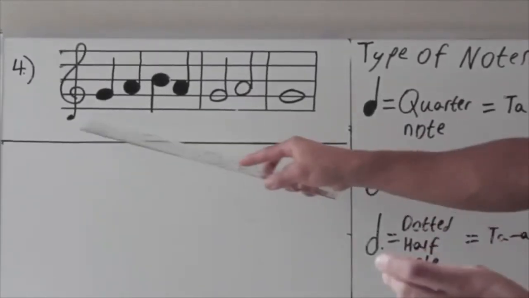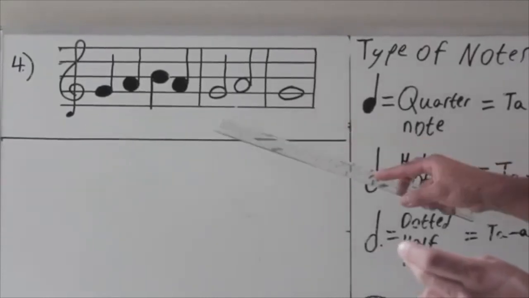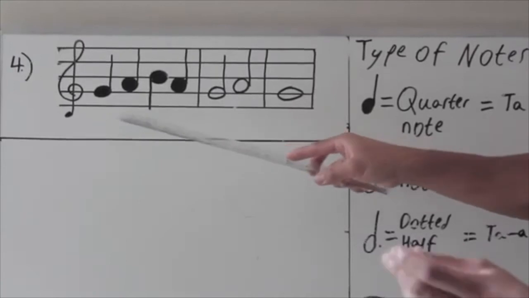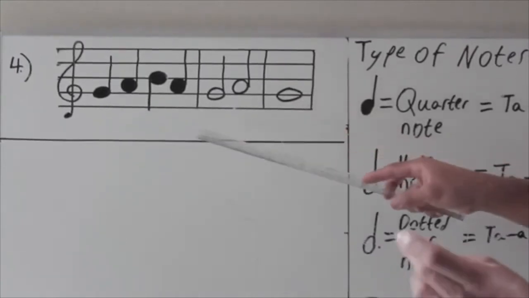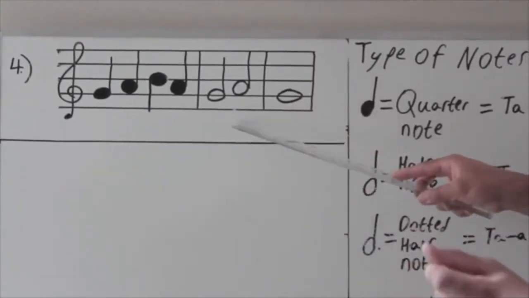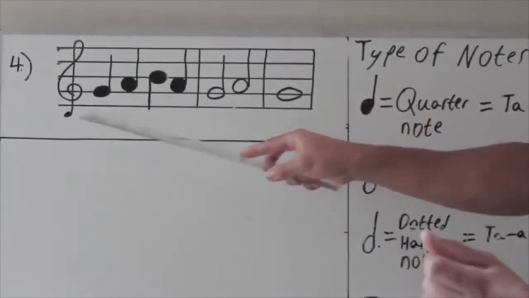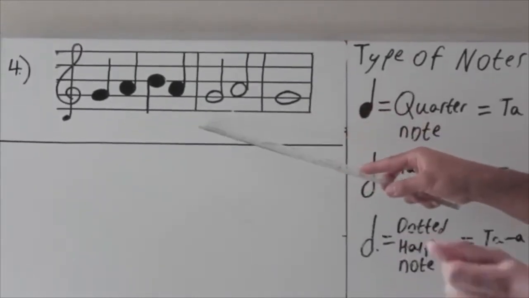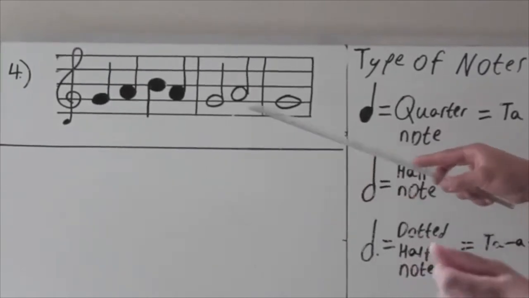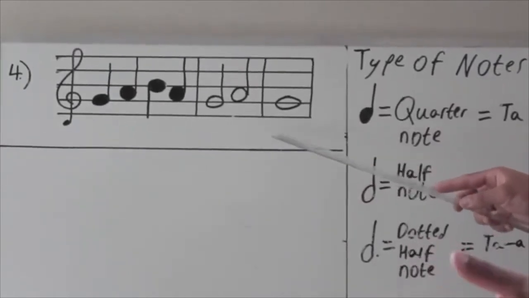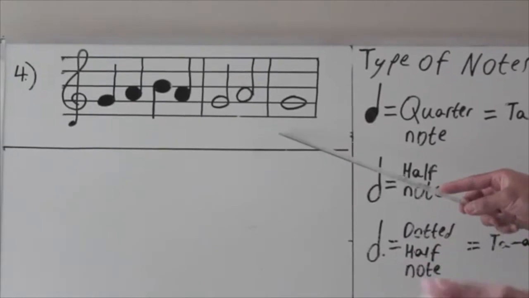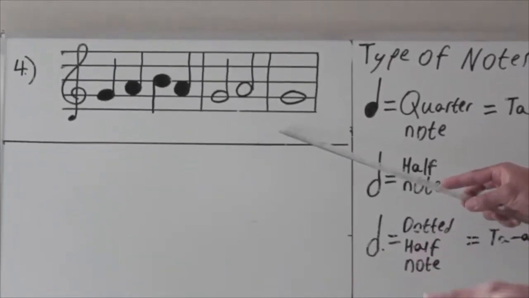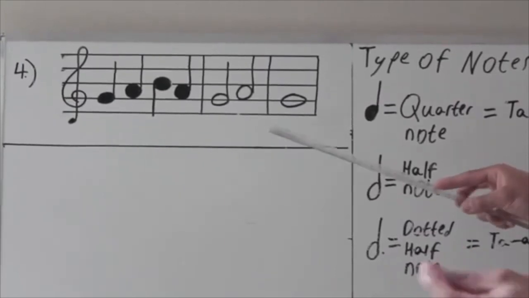So let's put these two bars together, bar 1 and bar 2. 3, go. Ta, ta, ta, ta, ta-ah, ta-ah. By yourself. Then let's go to bar 3. Super easy. It's a whole note, so we say ta-ah-ah-ah. Go. One more time by yourself.